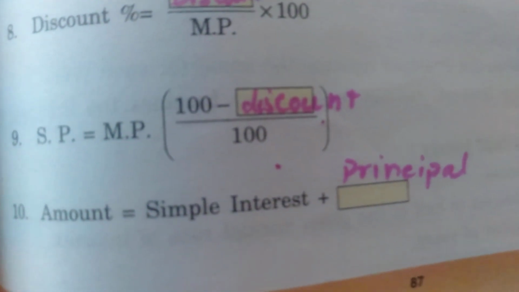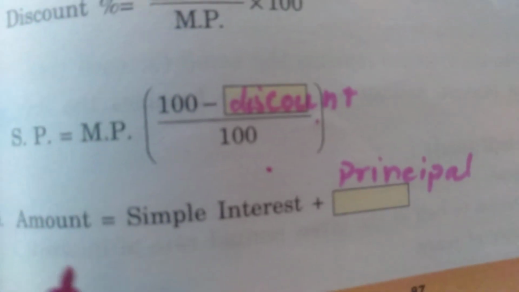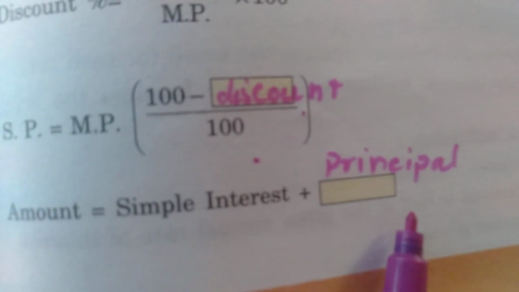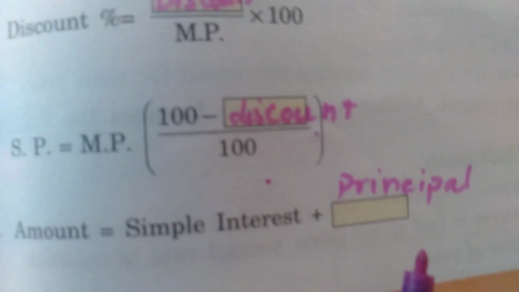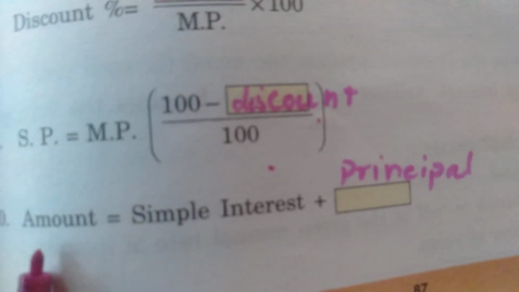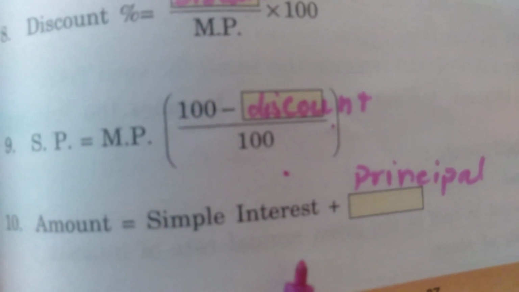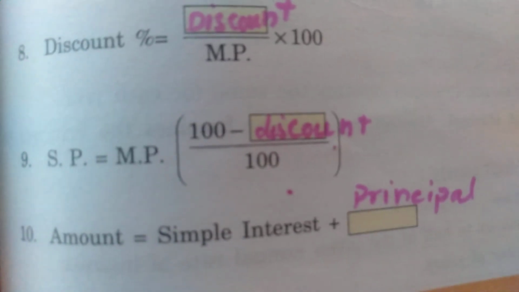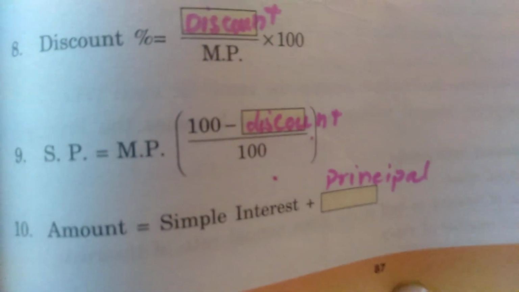Then we talk about the compound interest and the simple interest. The amount is given as the simple interest plus the principal. This is the amount that we get when we are having the simple interest. The amount is given like that.